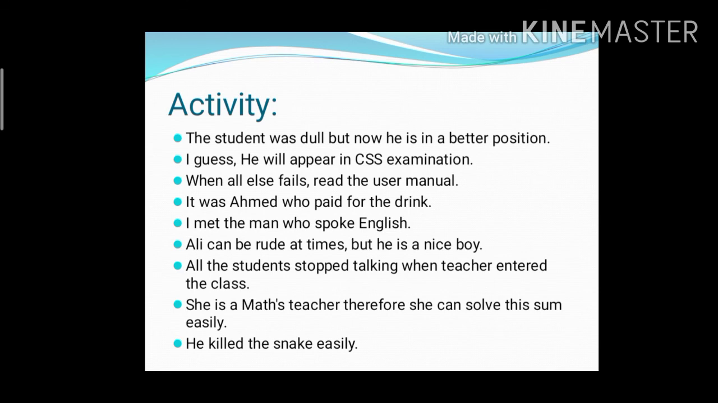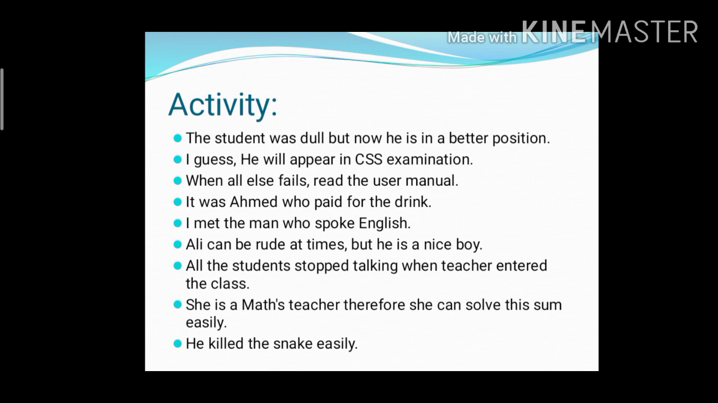Now guys, there is an activity for you. We have studied clauses, simple sentences, and compound and complex sentences. Now you will easily solve this activity. Number 1, the student was dull, but now he is in a better position. Here you will notice that we have joined two clauses with the coordinating conjunction but. So according to the definition of a compound sentence, when two clauses of equal rank are joined with a coordinating conjunction, it will be referred to as a compound sentence.